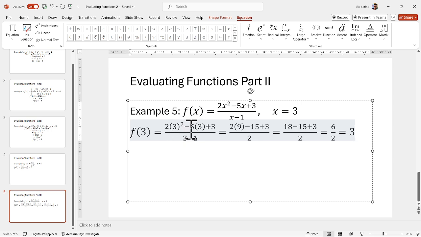2 times 3 squared minus 5 times 3 plus 3 all over 3 minus 1 equals 2 times 3 squared is 9, minus 15 because 5 times 3 is 15, plus 3 all over 2, since 3 minus 1 is 2. 2 times 9 is 18 minus 15 plus 3 all over 2. 18 minus 15 is 3 plus 3 is 6 over 2, and that is equal to 3. This is evaluating functions.